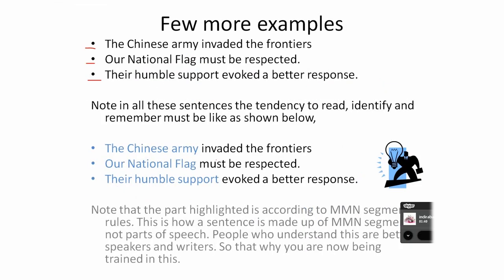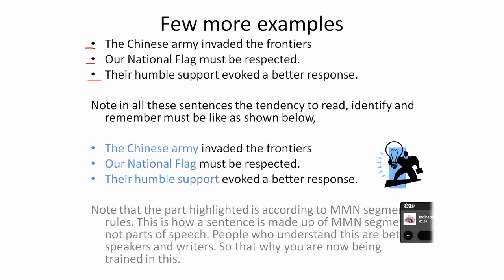So let's consider a few more examples that help us to train our eyes to locate the noun binders and segments. We have three sentences here. The Chinese army invaded the frontiers. Our national flag must be respected. Their humble support evoked a better response.